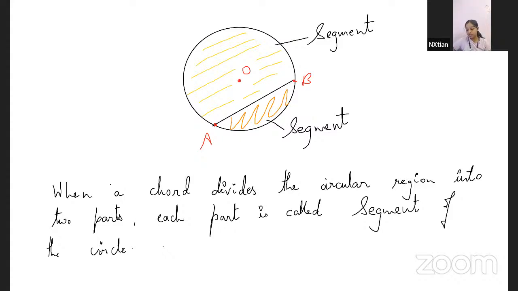This is the definition of segment. When a chord divides the circular region into two parts, each part is called a segment of the circle. Okay, please write this down.